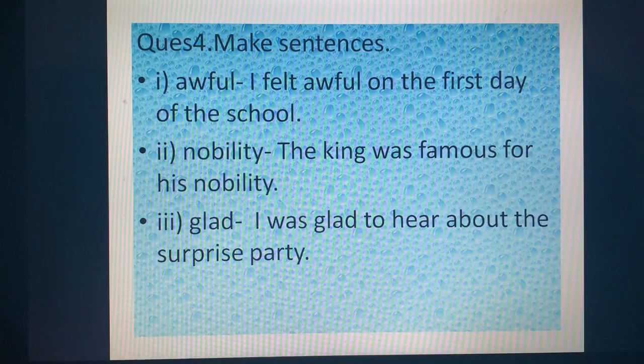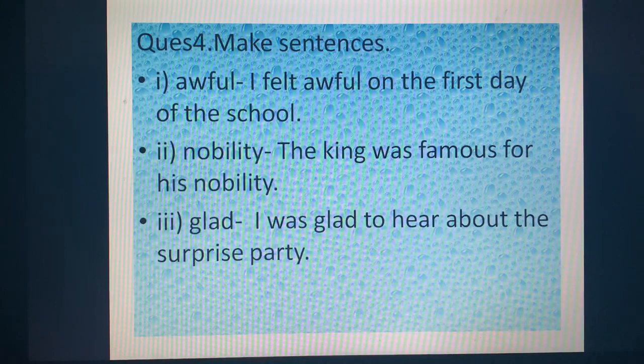Now there are make sentences. You can frame your own sentences. I have framed my own sentences. Fine, but it should make complete sense. What are sentences? It is a group of words which makes a complete sense.